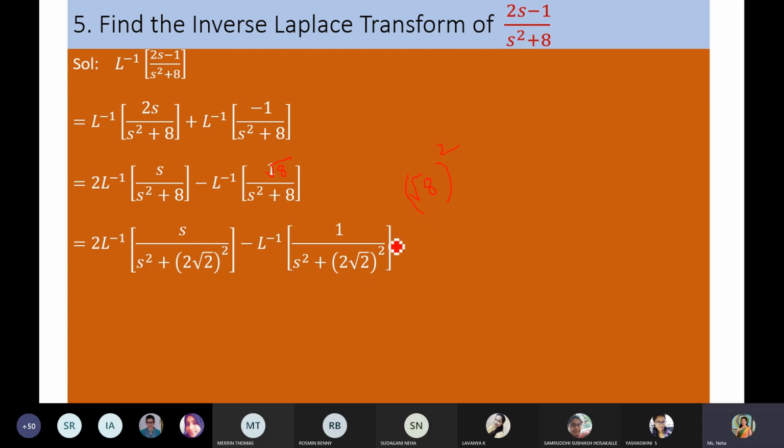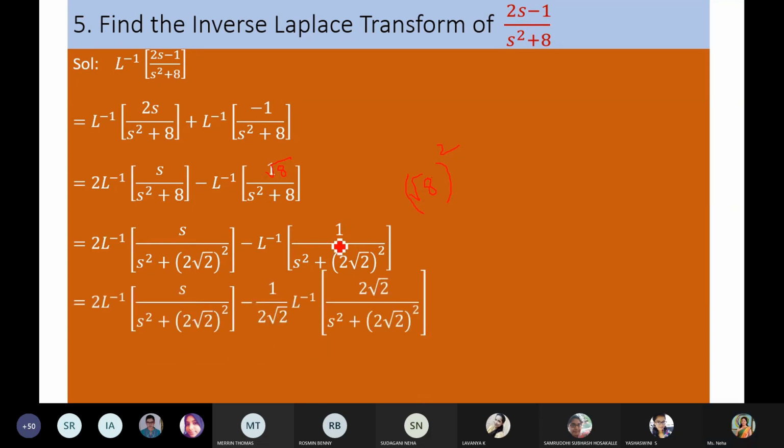So your a value is 2 root 2. Since this is a sine function and we need the a value on the numerator, we will multiply and divide with the a value. So the first term as it is, the second term 1 by root 2, Laplace inverse of 2 root 2 divided by s square plus 2 root 2 whole square. So what will be your final answer?